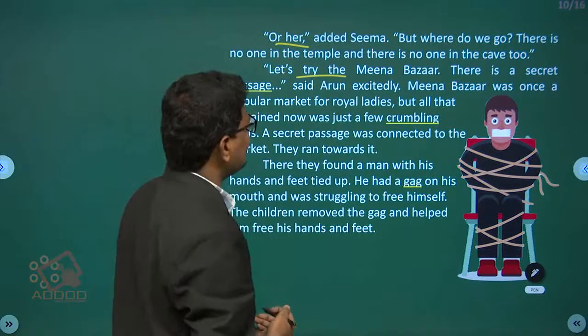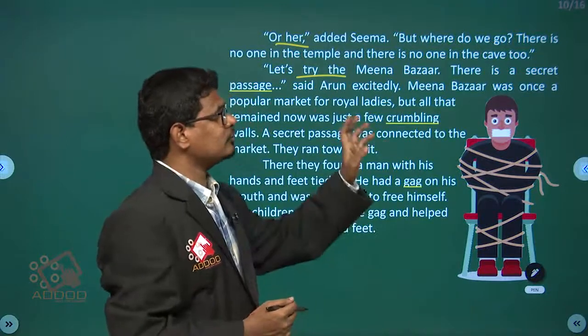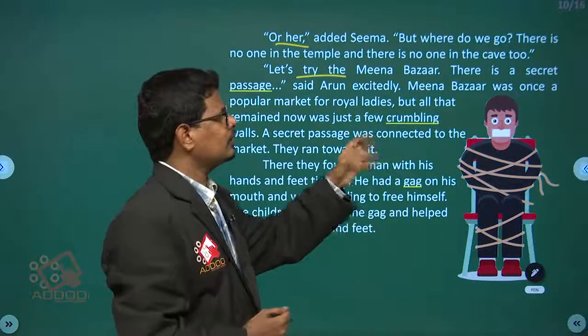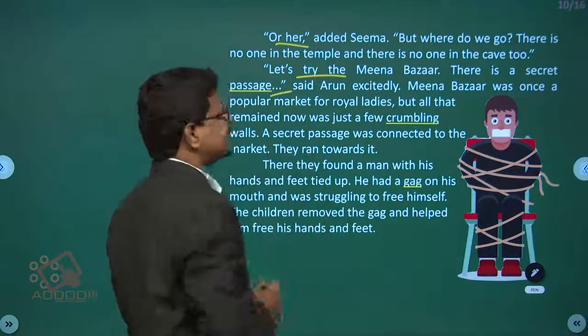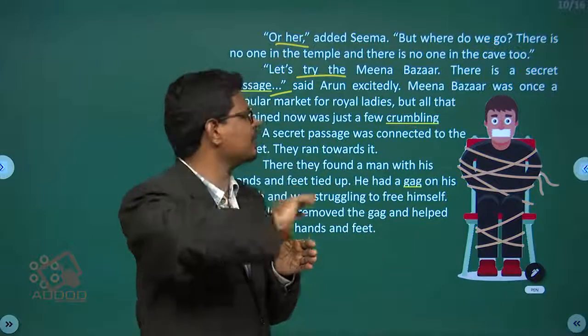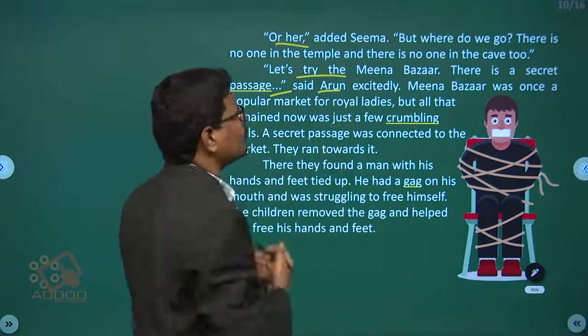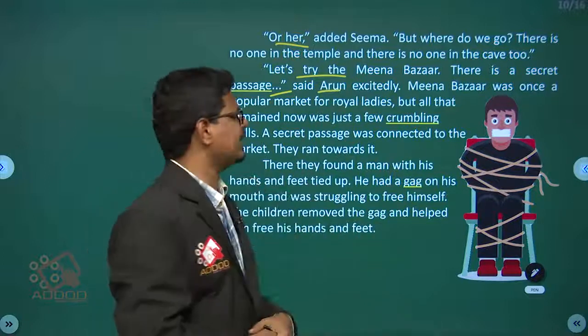"Let's try the Meena Bazaar." Let's go to the Meena Bazaar and try to find if there is someone tied up or kidnapped. "There is a secret passage," said Arun excitedly, through which people can travel, some way through which you can go to the other side.